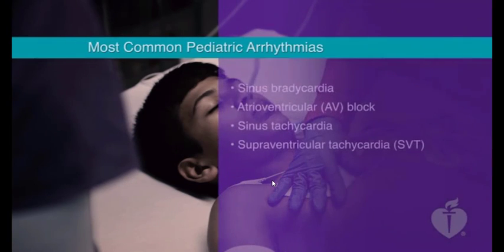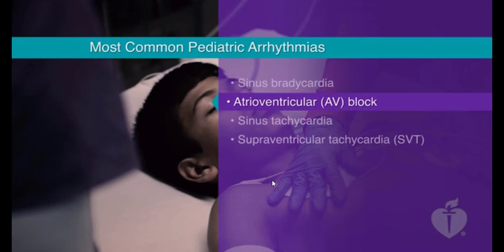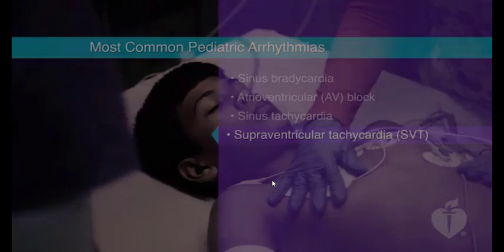The most common pediatric arrhythmias are sinus bradycardia, atrioventricular or AV block, sinus tachycardia, and supraventricular tachycardia.